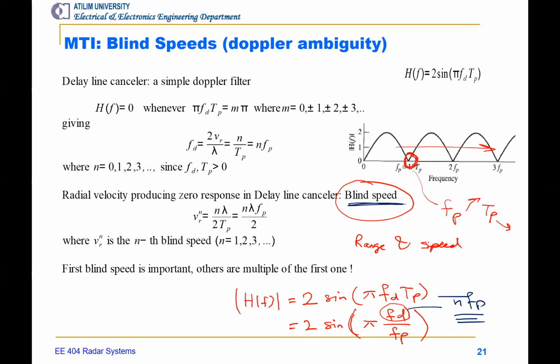How many blind speeds do we have? We simply extend this by considering the number of PRFs here. If we take one PRF, that's going to be the first blind speed. If we take the Doppler shift as 2 times the PRF, that's going to be the second blind speed, then the third blind speed, the fourth blind speed, and so on. We choose the number of blind speeds here.